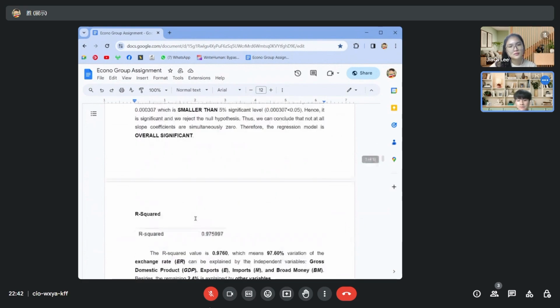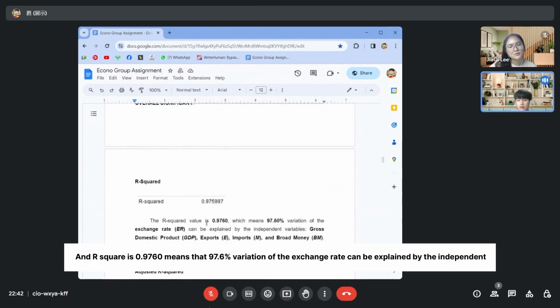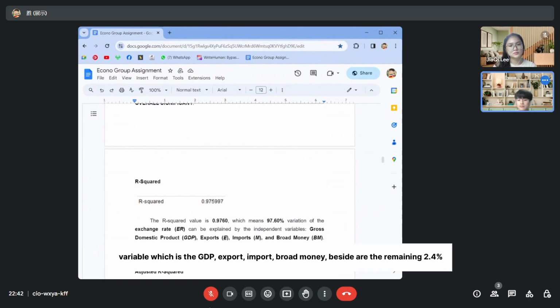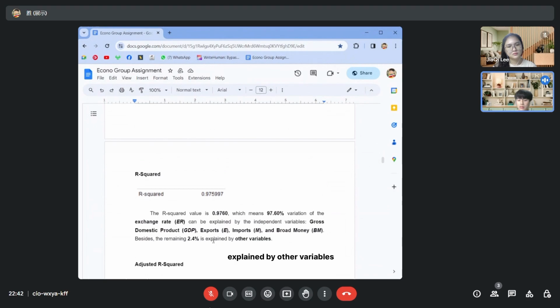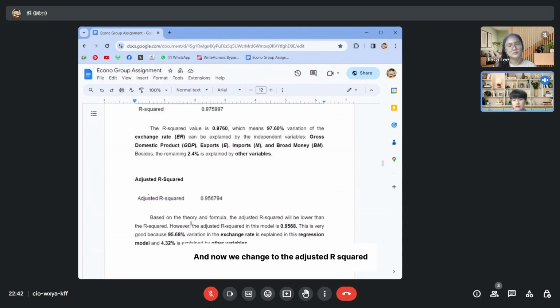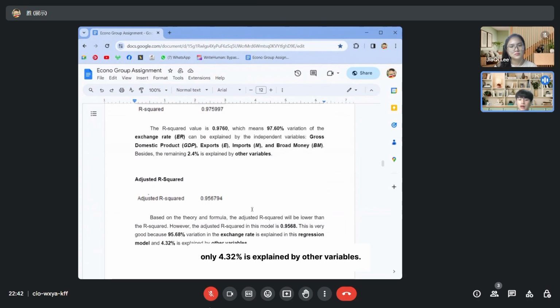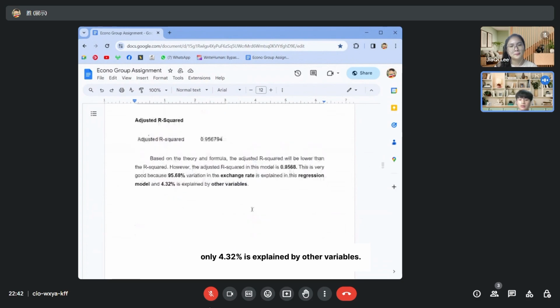It is very good. And the R square, okay, so our R square is 0.9760, which means that 97.6% of the variation of the exchange rate can be explained by the independent variables, which are GDP, export, import, and broad money. The remaining 2.4% is explained by other variables. Now we change to the adjusted R square. Based on the theory and formula, the adjusted R square will be lower than the R square. However, the adjusted R square in this model is 0.9568, which is very good because 95.68% of the variation in the exchange rate is explained by this regression model, and only 4.32% is explained by other variables.